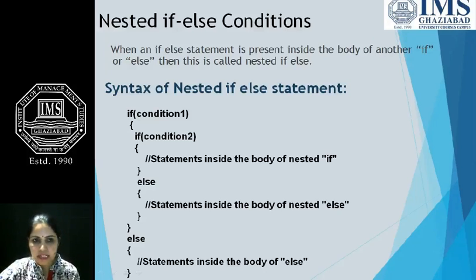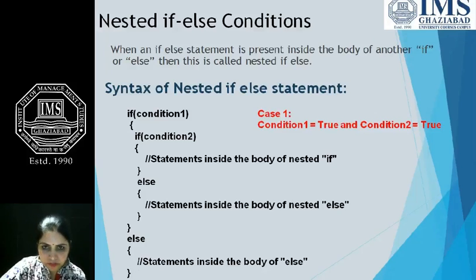So here let us see one example. The syntax of a nested if-else statement is written here. I have written if condition 1 in curly brackets. Now this is a block wherein we have written one more if-else statement, that is, if condition 2, then the statements of the body inside the nested if, and else statements inside the body of the nested else, otherwise it would move to the else statement. Now let us see how this nested if works.